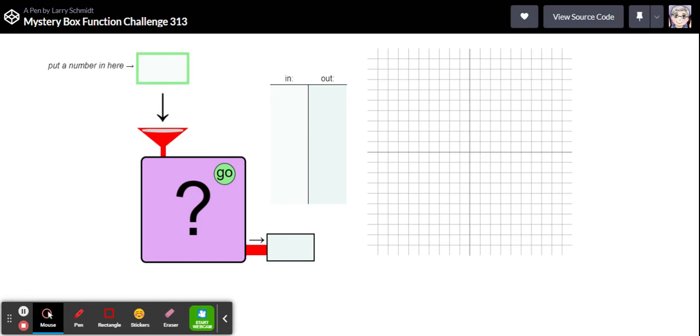In this purple mystery box we have some math and your challenge is to figure out what it is. You can use the link in the description if you want to try this out on your own, and when you think you've got an idea, come on back and see if we get the same thing.